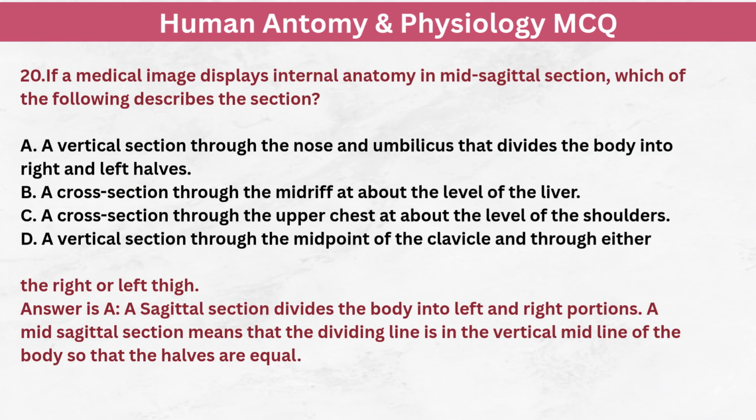If a medical image displays internal anatomy to identify a region of the abdomen, which of the following describes the section? A. Right section through the nose and umbilicus that divides the body into right and left on the anterior surface of the abdomen. B. Section through the midriff at about the level of the liver. C. A cross section through the upper chest at about the level of the shoulders. D. A vertical section through the midpoint of the clavicle and through either the right or left thigh. Answer is A. A sagittal section divides the body into left and right portions.